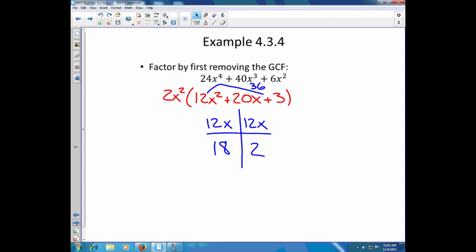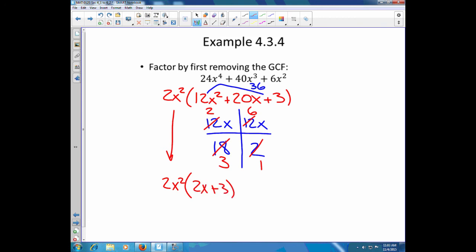And again, we can reduce each side like a fraction. 6 will go into 12 2 times. It'll go into 18 3 times. 2 will go into 12 6 times, and it'll go into 2 1 time. And so we're going to bring down the 2x squared. And then what we're left with is 2x plus 3 and 6x plus 1.